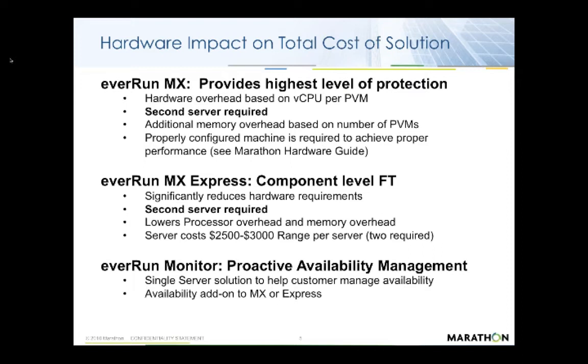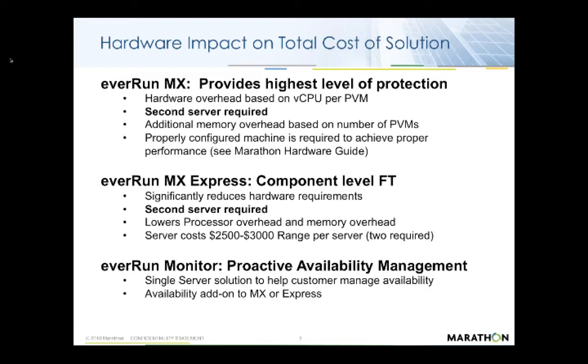And so we've got an outline in the Marathon hardware guide that will help you help a customer size those machines so that they can understand exactly what the buy is going to be as it relates to the actual hardware requirements. What we don't want the customer to do is fall in love with a level of protection and then buy a piece of hardware that simply won't provide that level of protection, but also the performance that they're looking for. So we want to make sure we're out in front of that as well.